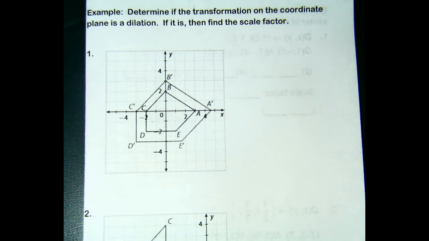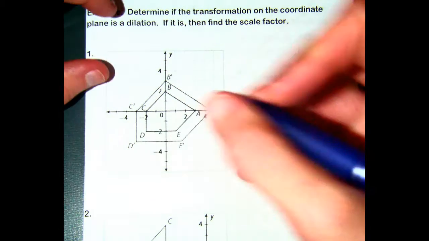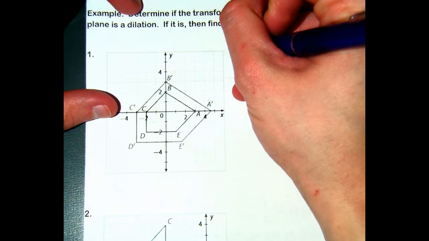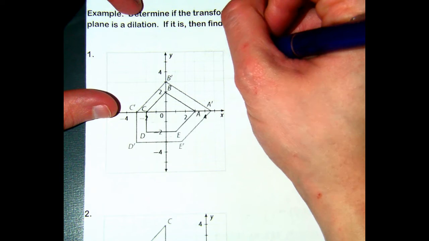Okay, so we're going to do some more examples like that, where we're going to determine if the transformation is a dilation. If it is, we're going to find the scale factor. We could go ahead and measure all the angles. We also, though, can just look at the sides and determine if they are in proportion to each other. So that's actually what we're going to do. We are trying to see if all of these proportions come out the same way.